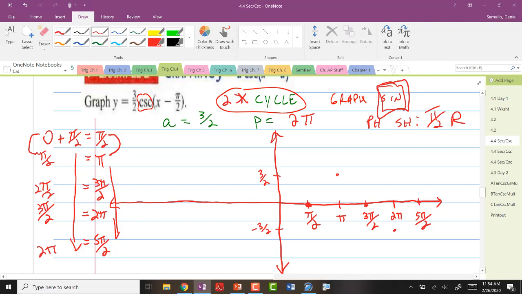Okay, let's finish this graph for cosecant. What happens to the zeros, everybody? They turn into what for cosecant? Asymptote, one student said. Like in the 90s, the students would all say, asymptote, Mr. Samuelis. Now it's nothing. Nothing.